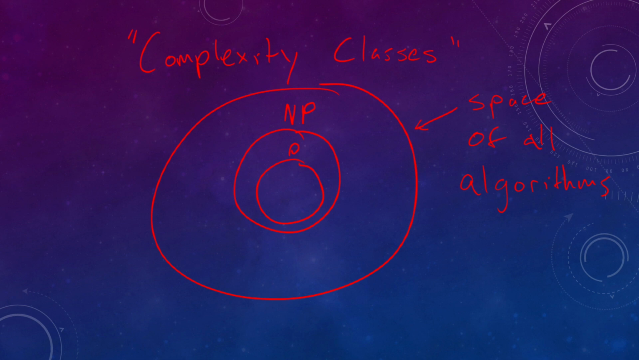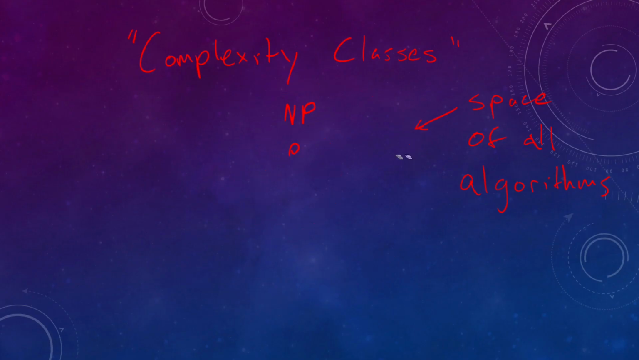What is known is that any algorithm in P is also in NP. And most computer scientists suspect that P and NP are not equal. However, it has yet to be proven. In fact, if you are able to prove it, there's a $1 million reward. So what are these two classes?